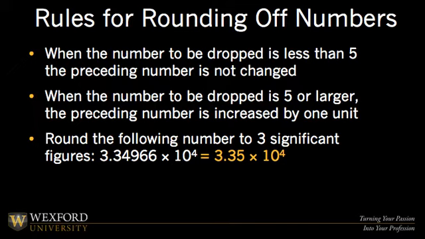So when rounding the following number to 3 significant figures, we look at 3.34966 times 10 to the fourth. We see that the number being rounded is actually 3.35, where it was rounded up to 5 from 4, times 10 to the fourth.